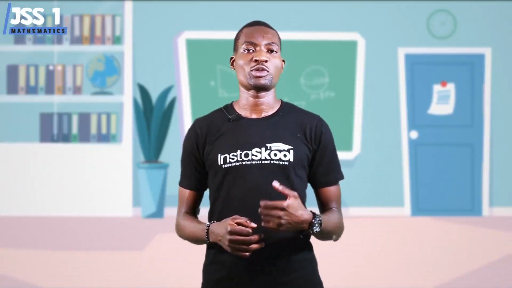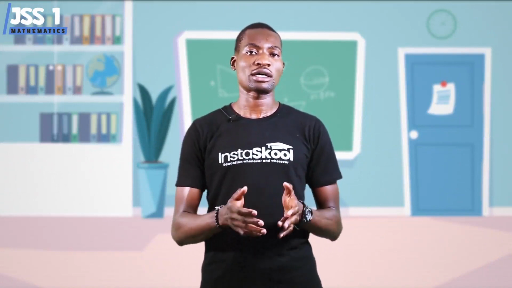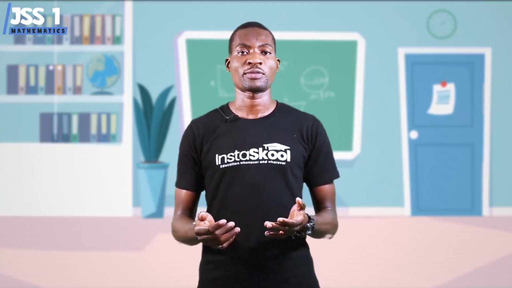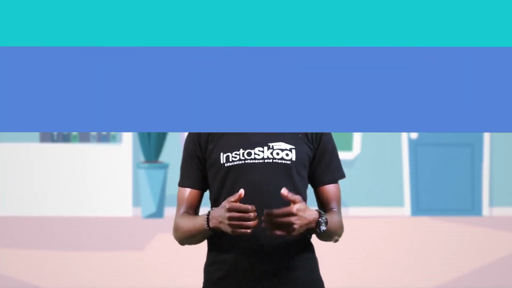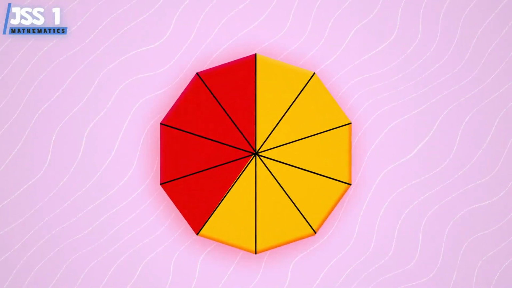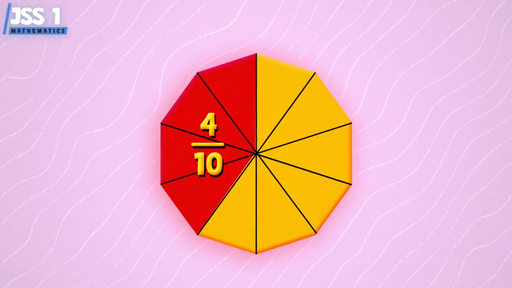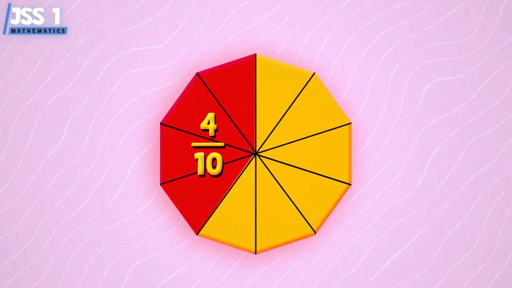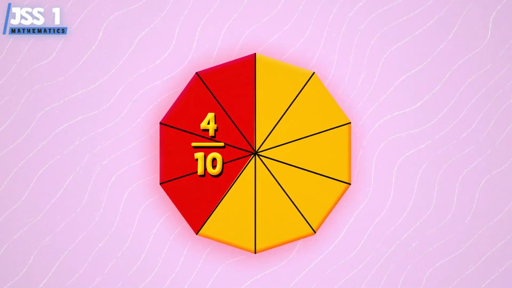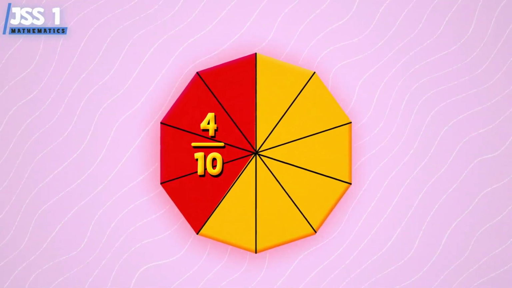You'll recall that when we talked about fractions, we said a fraction is a part of a whole item. Take for example, if an item is divided into 10 parts and we take 4 parts out of the 10 parts, we usually write it as 4 over 10, 4 being the numerator and 10 being the denominator. But in decimals, we do not write the denominator.